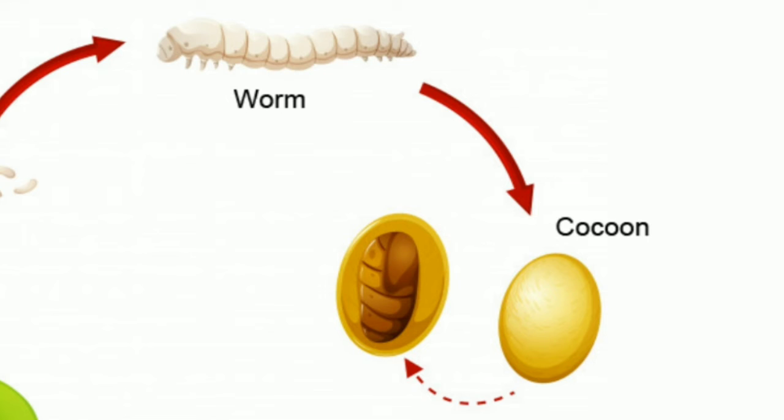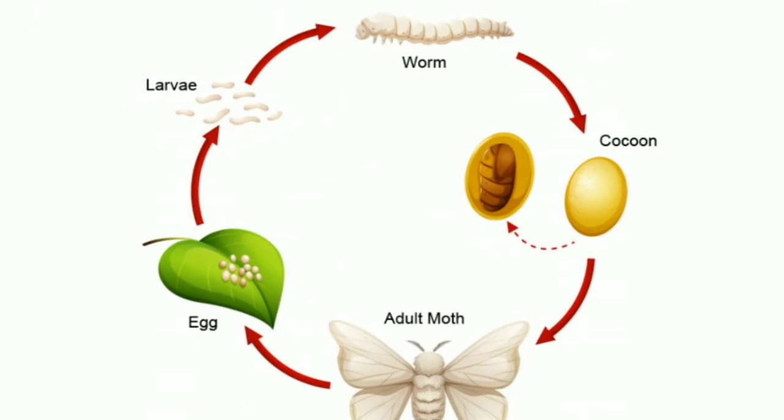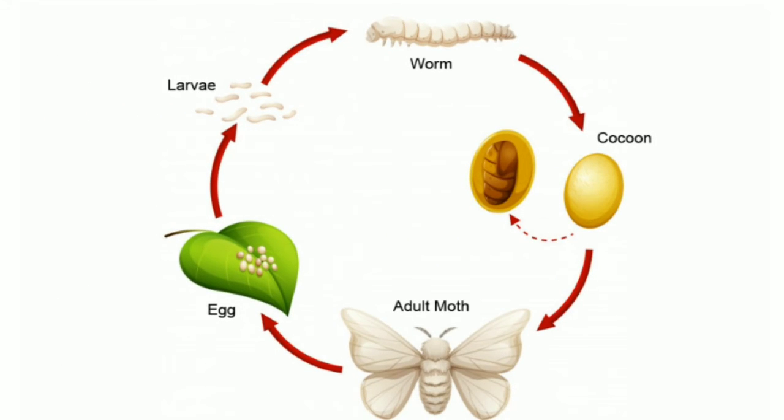The pupa stage is a motionless stage. In this stage, the pupa changes into an adult moth. The female moth lays eggs after mating, and thus, the life cycle of silkworm begins again.